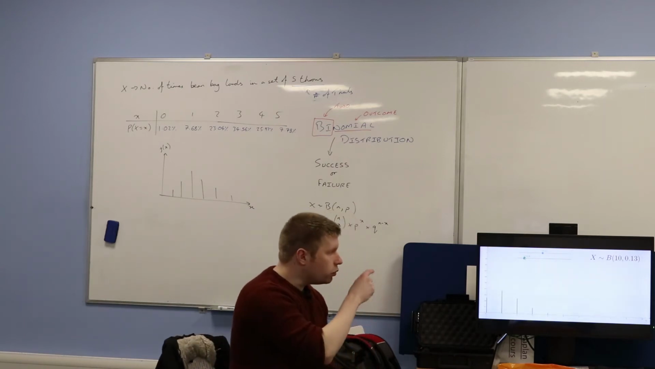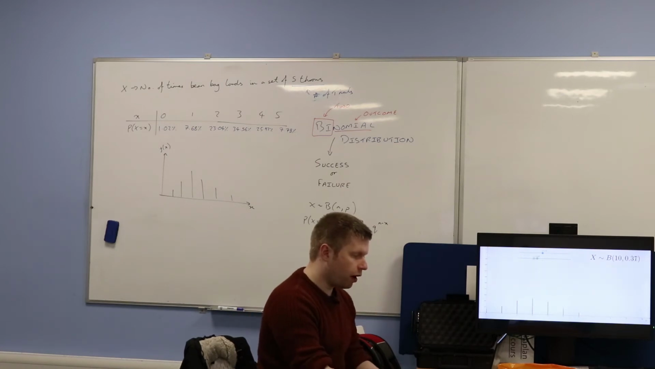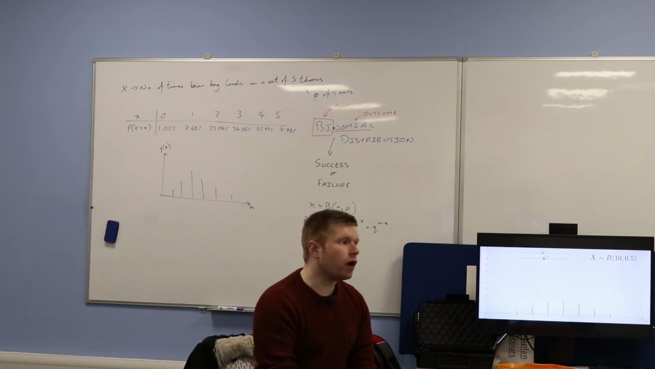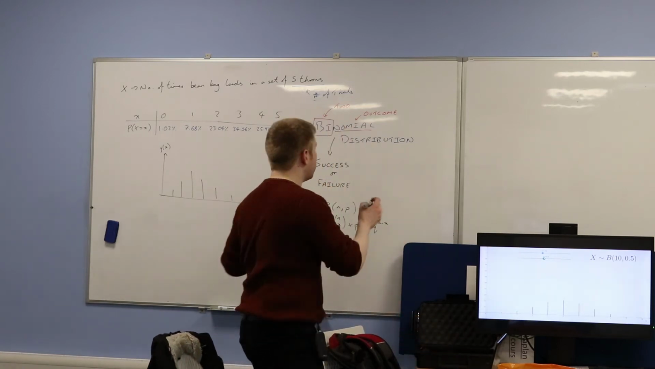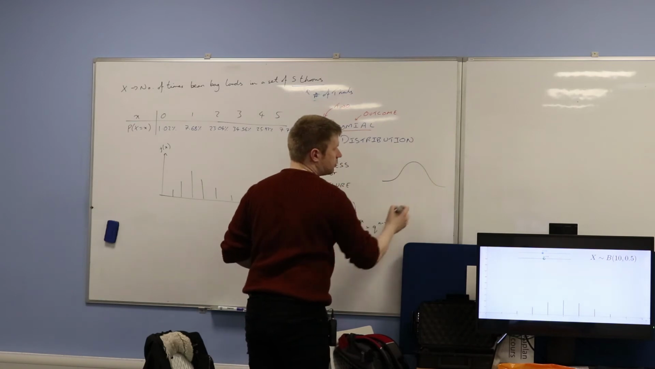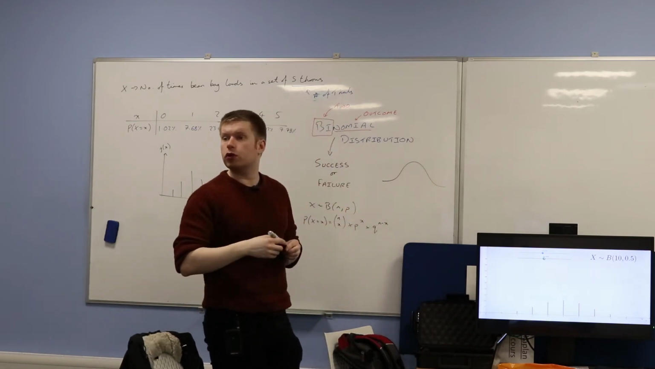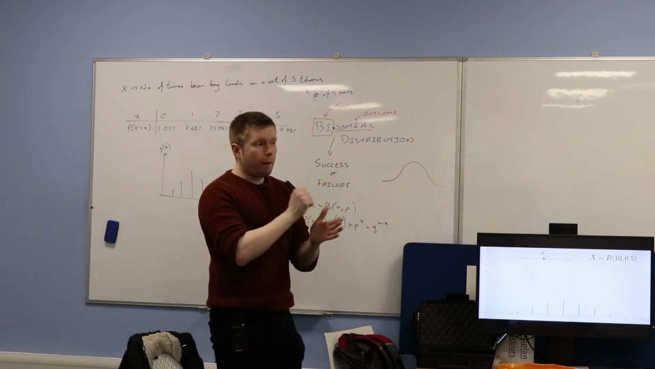And actually, you notice this because if I take it back to 0.5, this looks very familiar, right? This looks very, very close to that bell curve. If you've seen bell curves before, they look something like this. We'll look at this in more detail when we do the normal distribution. This is not quite a bell curve.